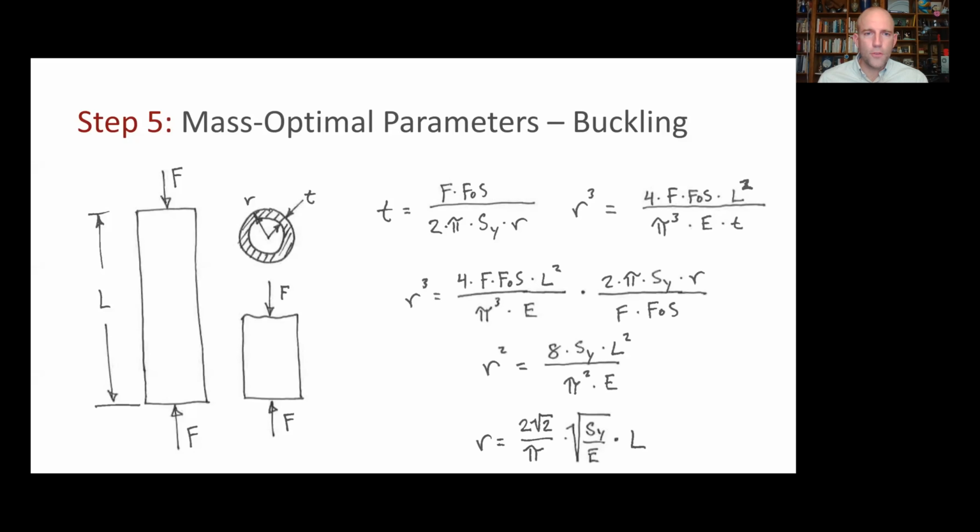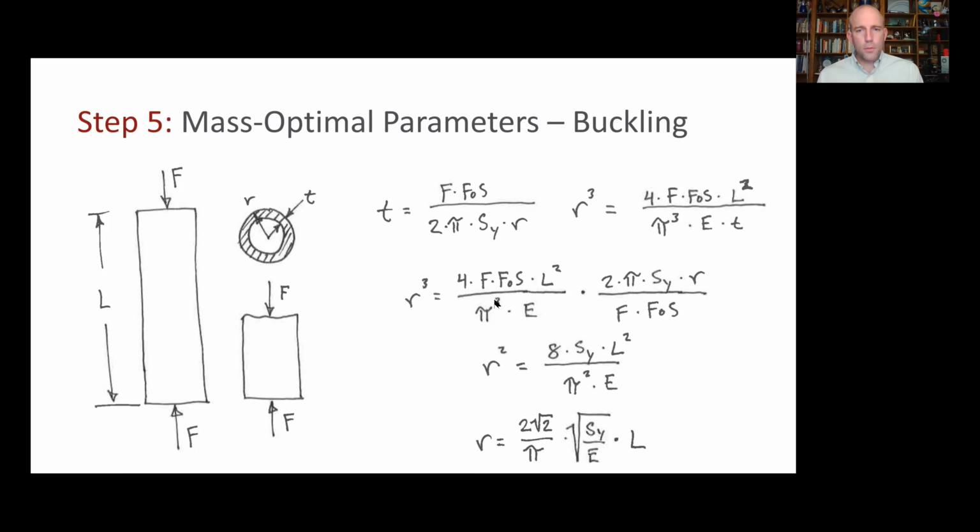All right, so if you plug this equation into this one, you get this, and then if you simplify, you'll get this, and then if you massage things a little, you'll find that the radius should be 2 times the square root of 2 divided by pi times this material term, the square root of the yield strength over the elastic modulus times the length. And this is awesome. So if we set the radius to equal this, and then we set the thickness to equal the implied value of thickness, we know exactly what mass we're going to get, and we're going to exactly hit our factor of safety in both failure modes.